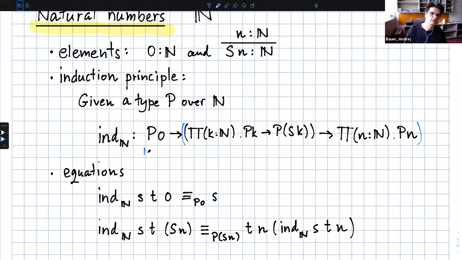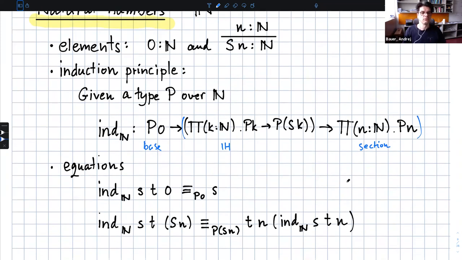So this is the base of the induction. This is the induction hypothesis. And the conclusion is that I'm going to get a section of P, which is nothing other than just saying whatever number you give me, I'll give you an element of P of n. So this is the induction type, stated type theoretically.